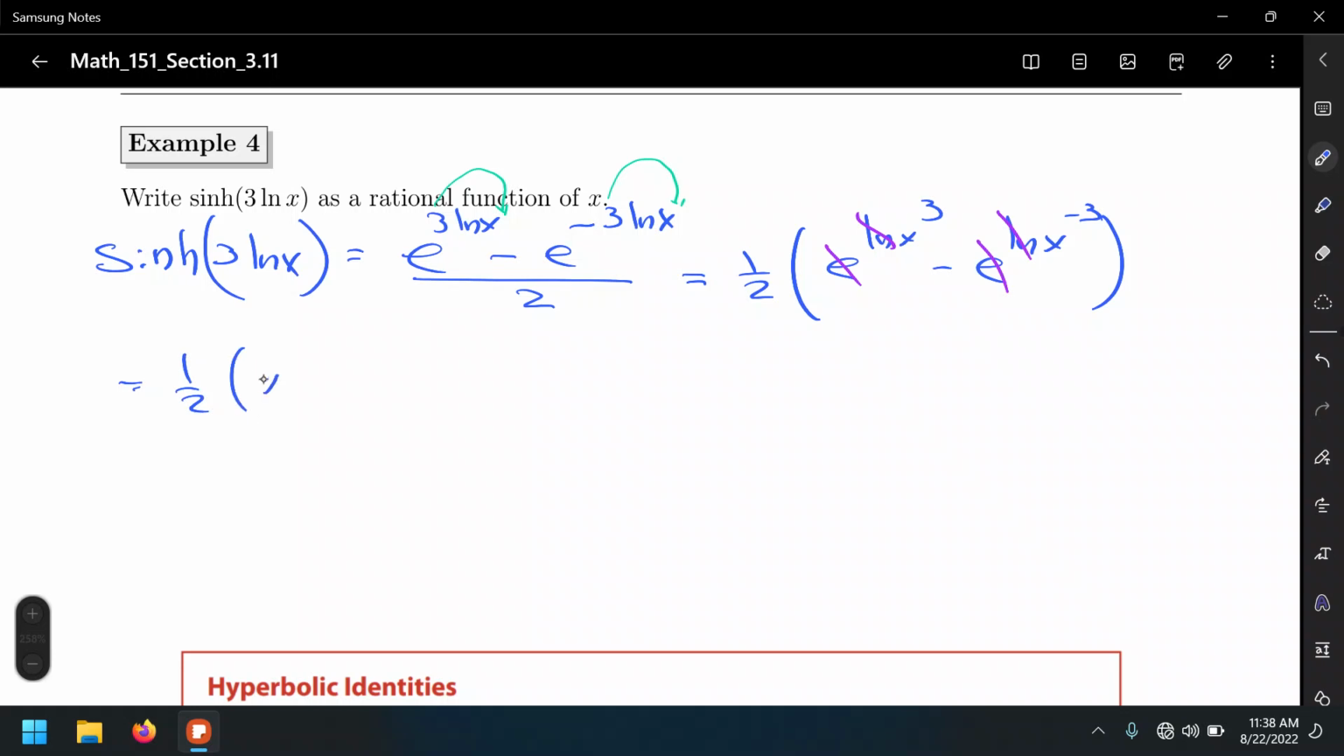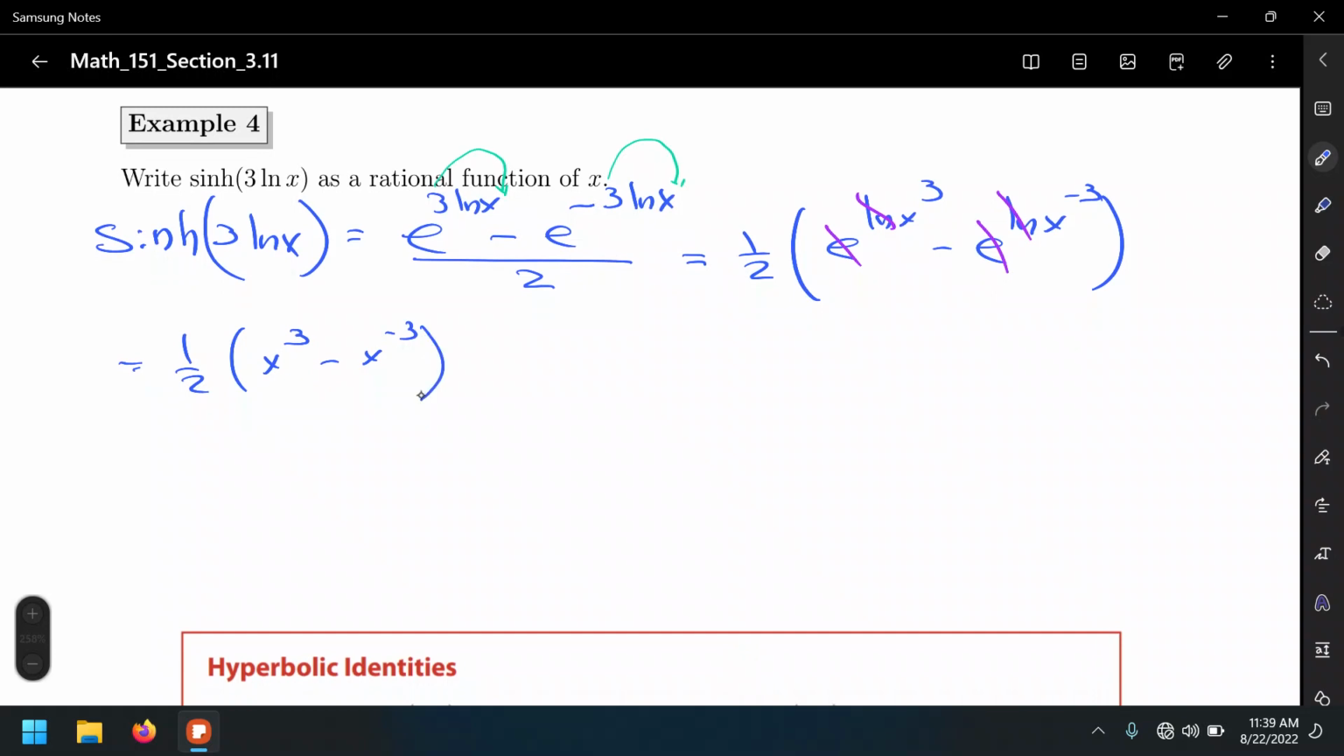1/2 x cubed minus x to the negative 3. I know we could have written it as 1 over x cubed. That's actually our next step. Because, well, yes, this looks okay as a preliminary final answer, but when you submit this on your homework on WebAssign, it may not want this negative exponent.